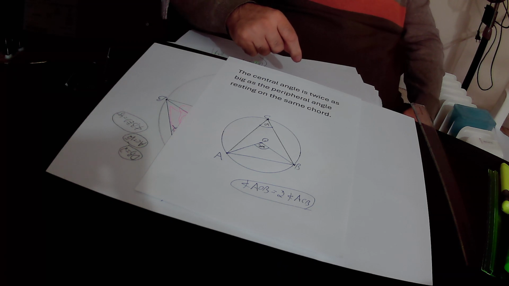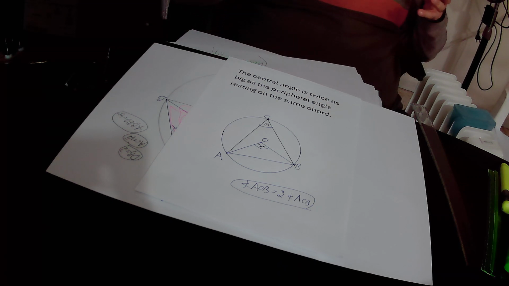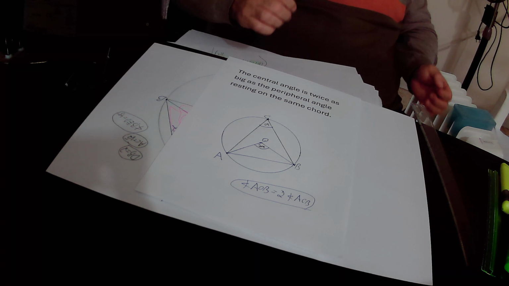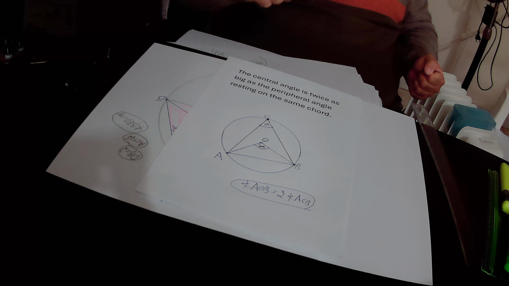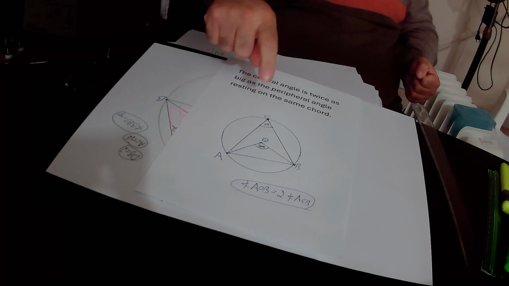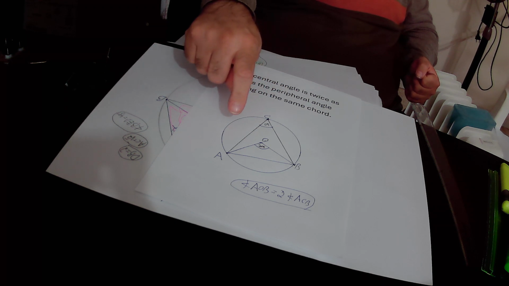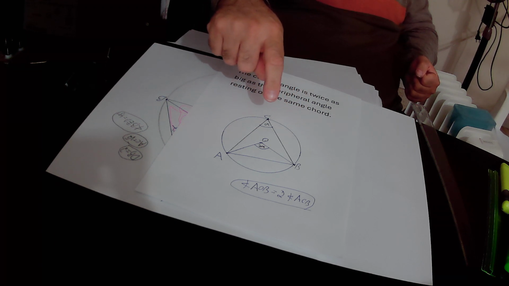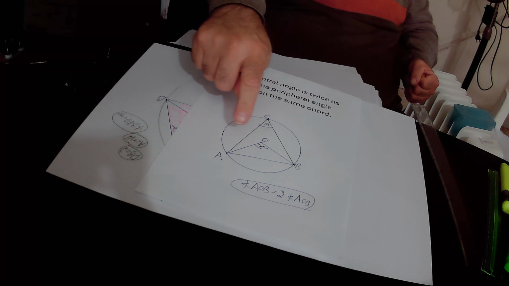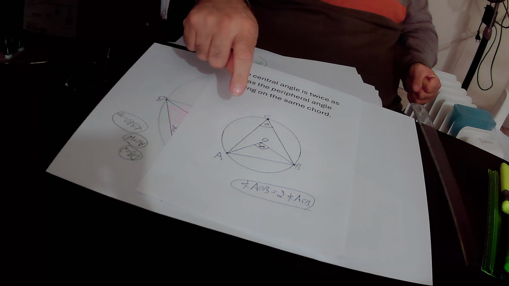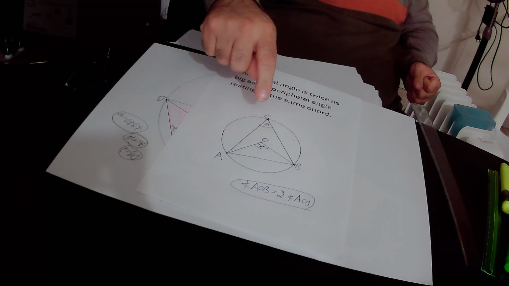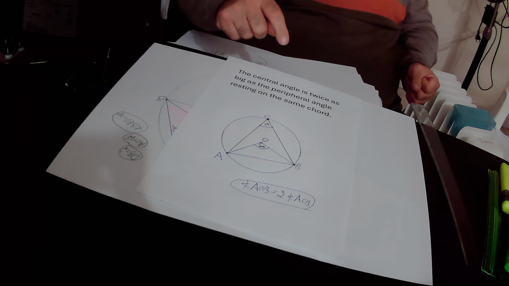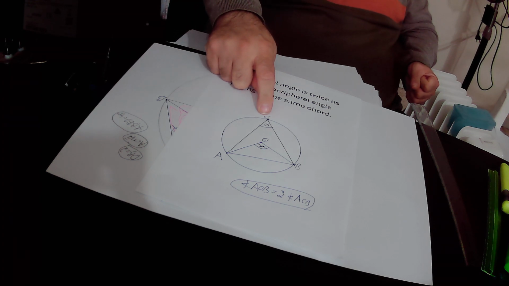To repeat, the central angle is always twice as big as the peripheral angle that rests on the same chord. Like here, the peripheral angle ACB equals alpha, and it rests on AB. Therefore, the central angle AOB that rests on the same chord AB must be equal to 2 alpha, twice as big as the peripheral angle.